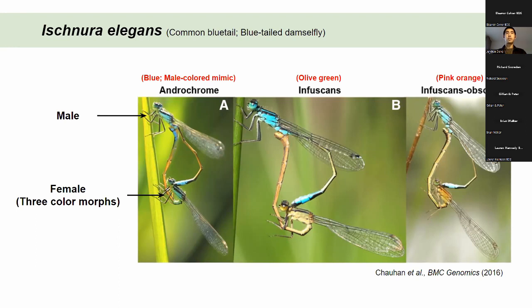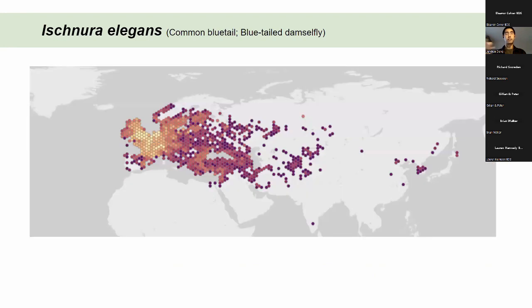So for us, this species is very common, and it has a very wide distribution. This is a map that I took from the GBIF website, and basically you can observe this species across Europe and Asia. So it's fairly common.